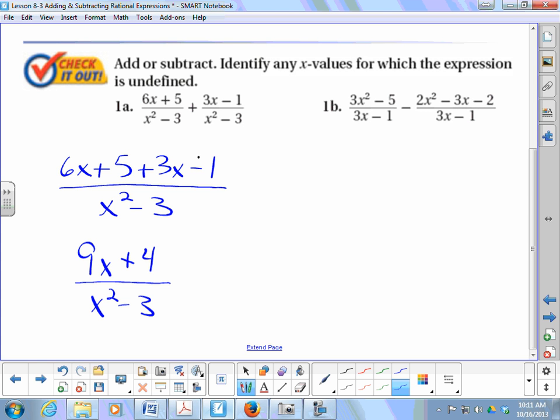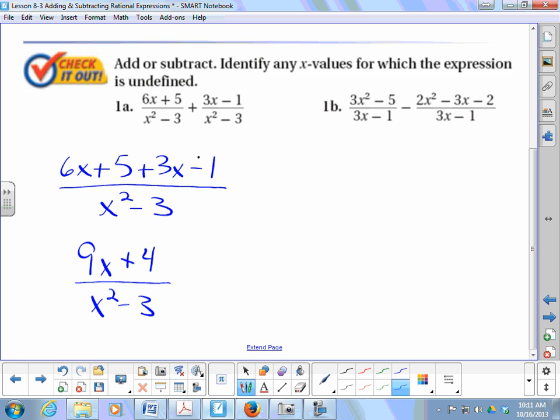Now, the one thing you have to be careful of is whether it's possible that I can simplify that, because sometimes you're going to be able to simplify. Well, the numerator, there's nothing I can factor out of that, right? And I can't factor x squared minus 3. I mean, I can, because that would be x plus the square root of 3 and x minus the square root of 3. How many of you understand that? Even though this isn't a perfect square, I can still take the square root of it. It's just going to be the square root of 3.